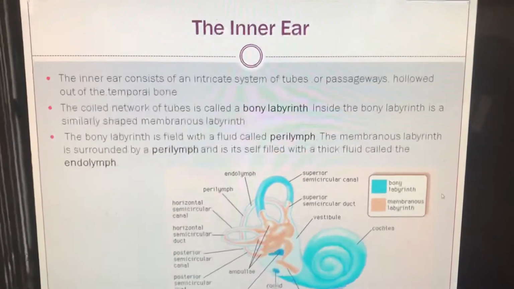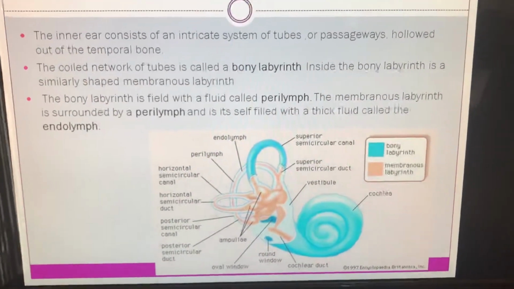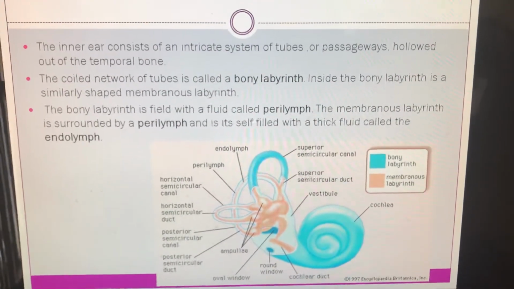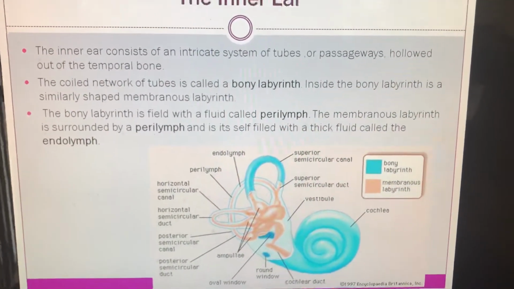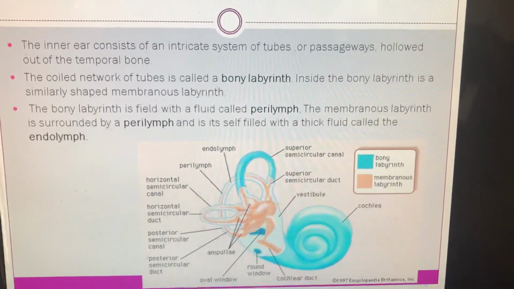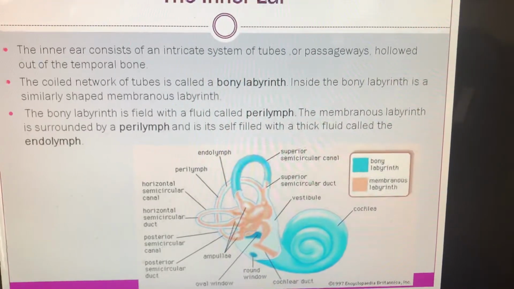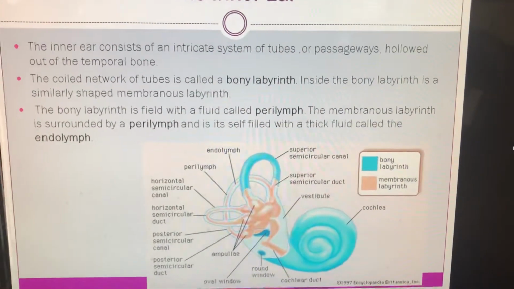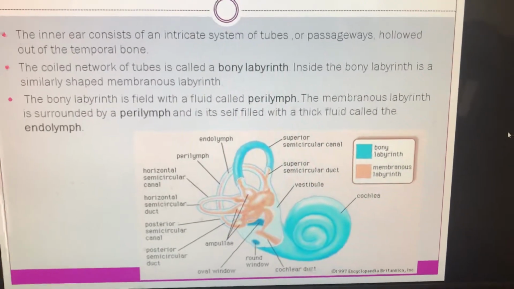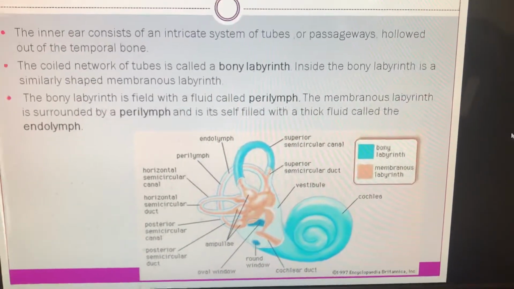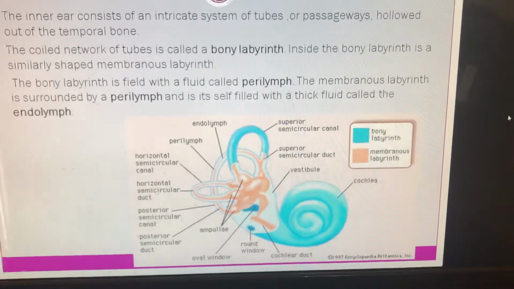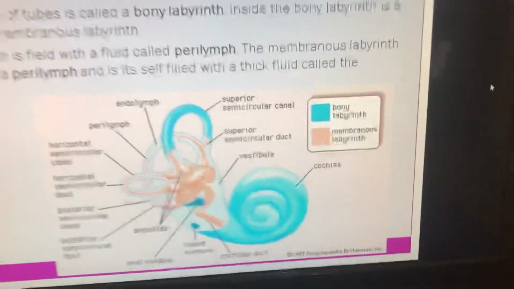So now the inner ear. The inner ear consists of an intricate system of tubes or passageways hollowed out of the temporal bone. So the coiled network of tubes is called the bony labyrinth, and inside the bony labyrinth is a similarly shaped membranous labyrinth. So the bony labyrinth is filled with a fluid called perilymph, and the membranous labyrinth is surrounded by perilymph, and it is itself filled with a thick fluid called the endolymph.